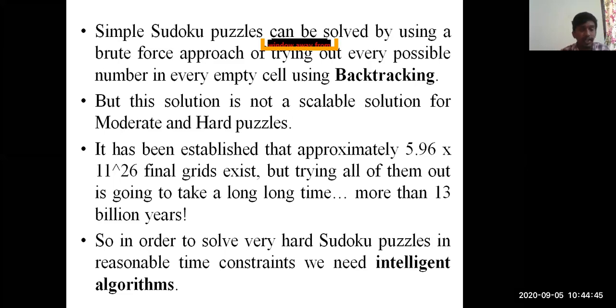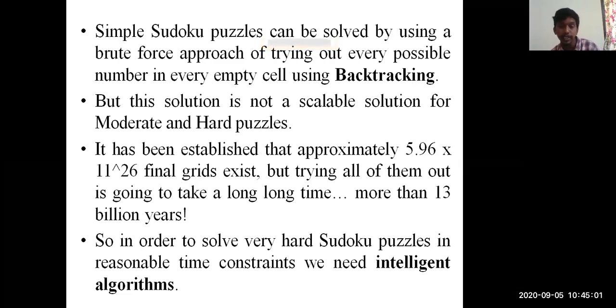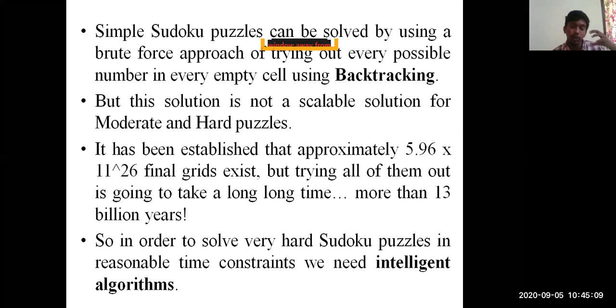As a small piece of research, approximately 5.96 times 10 to the power 26 final grids exist, but trying all of them for a proper solution may take some 13 billion years. You can see how hard these puzzles can be, guys. The puzzles you are going to solve are the basic, simple ones, but as part of AI, you can reach very hard puzzles. You can go for a number of combinatorial problems, and finally you need to train your intelligent algorithm or machine on problems like Sudoku, and give effective solutions.